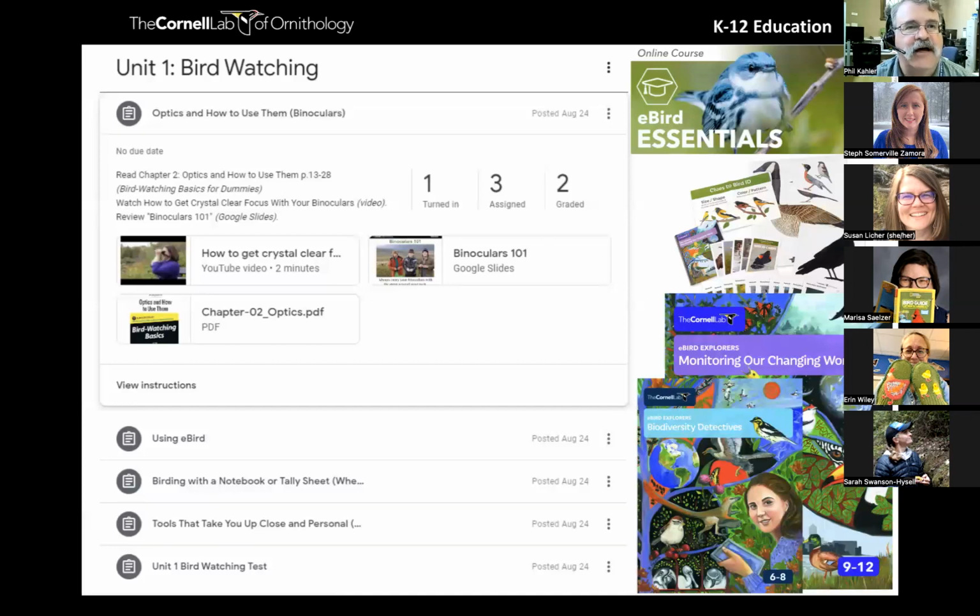And so in unit 1, we start off with binoculars and how to use them, since we're providing binoculars, and I want to make sure that they last and they take care of them. All of my students take the eBird Essentials online course. It's free, and high school students get through it just fine, and it works for them.